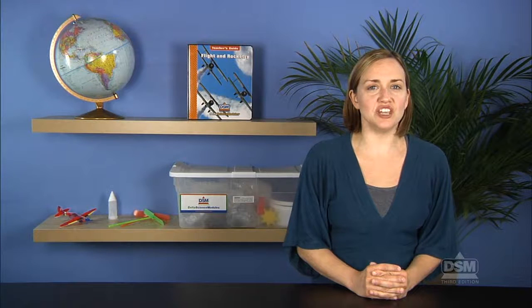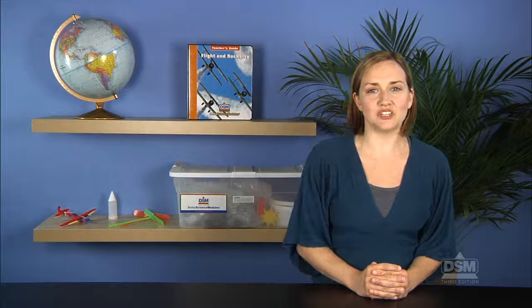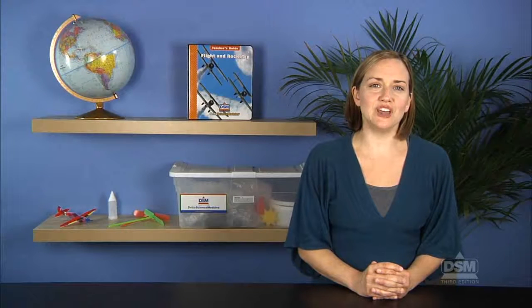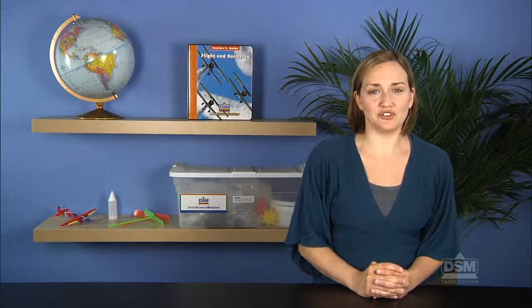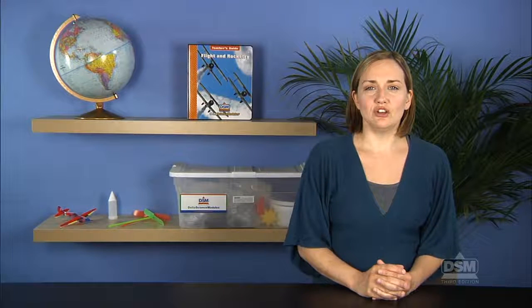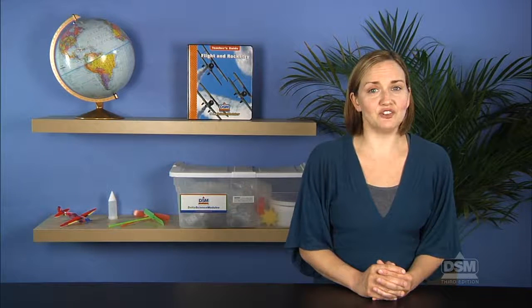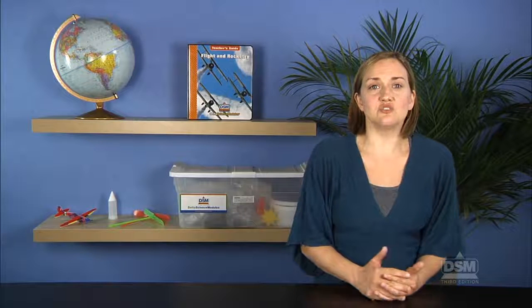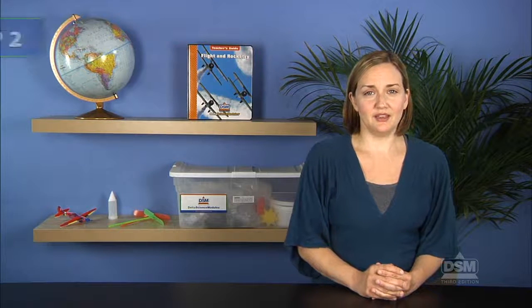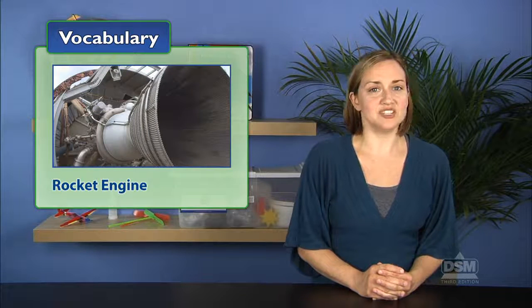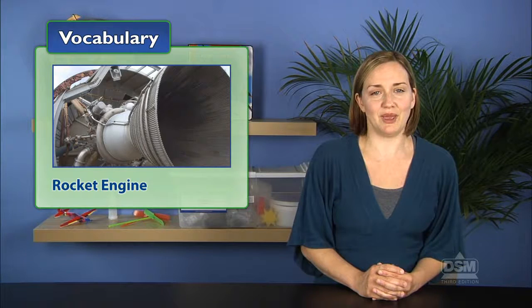To begin the activity, remind students that all the flying machines they have learned about so far operate within the Earth's atmosphere, the blanket of air that surrounds the Earth. Guide students to understand that all aircraft require air in order to fly. Ask students, could you fly a kite, a hot air balloon, an airplane, or a helicopter in space? Students should realize that they cannot fly any of these machines to space, as there is virtually no air in space. Explain that a rocket is a flying machine that gets its power from a rocket engine, which is the simplest yet most powerful type of engine made.